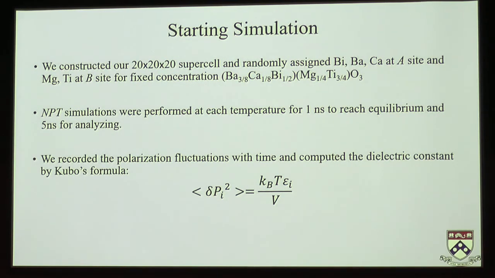We first construct our 20 by 20 supercells and randomly assign the bismuth, barium, and calcium atoms at the A site and the magnesium and titanium at the B site for fixed concentration. Then we do our simulation for 1 nanosecond to reach equilibrium and 5 nanoseconds to analyze the trajectories. And then we calculate the dielectric constant via the Kubo-Green formula.